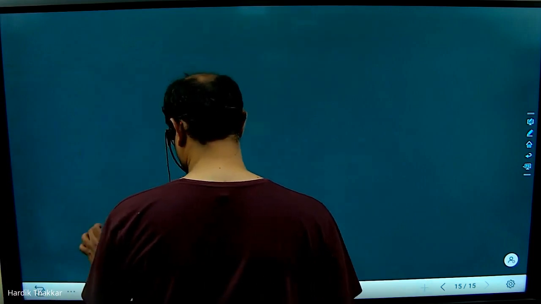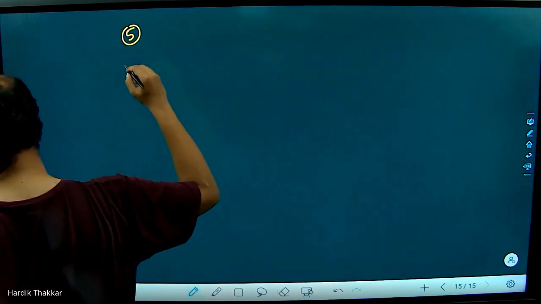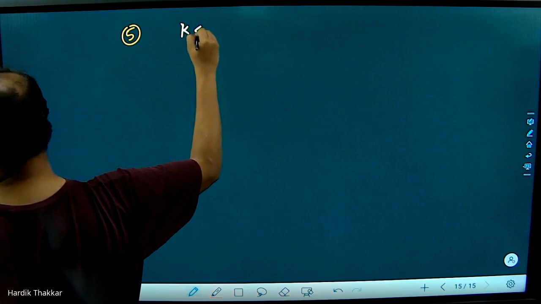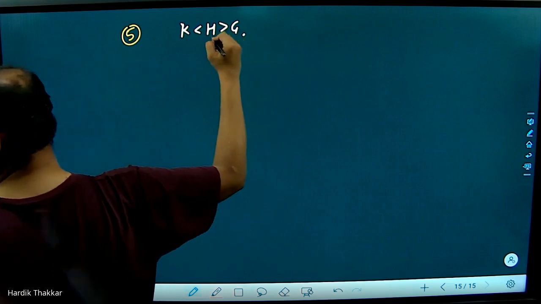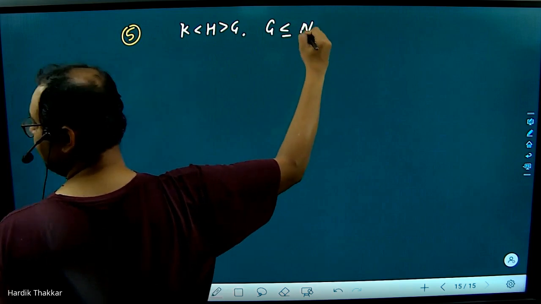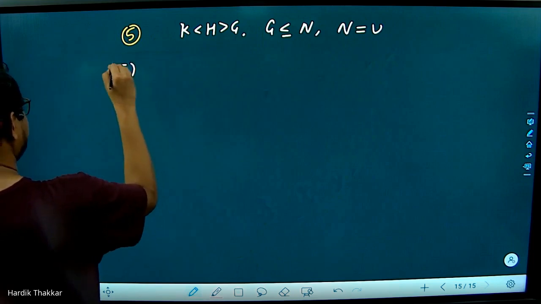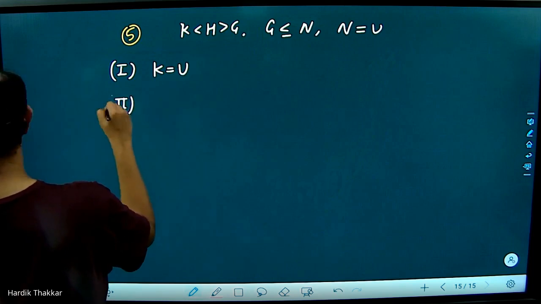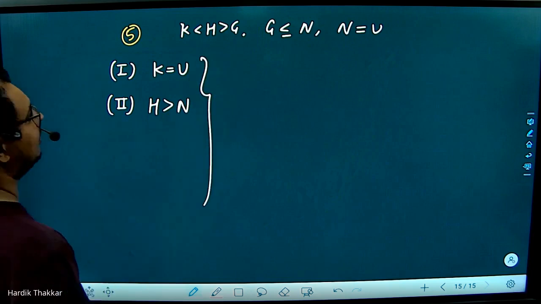Okay, now let's move to the fifth part. So the fifth question is: K is less than H, which is greater than G, and G is less than or equal to N, and N is equal to U. Now, the first conclusion says that K is equal to U, and the second conclusion states that H is greater than N. So, let us check for both the conclusions.